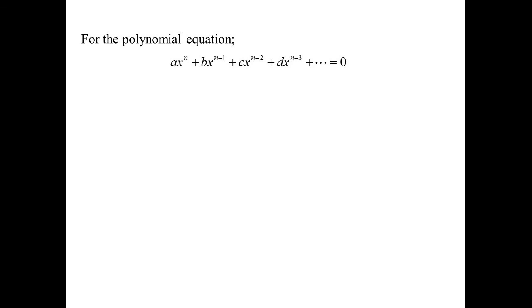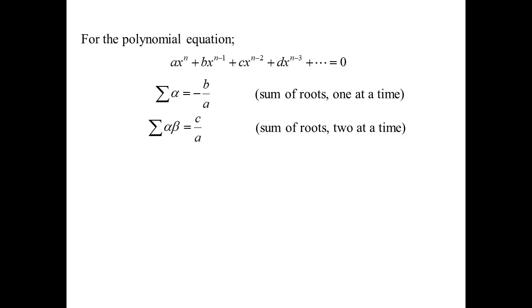If you've got any polynomial, assuming you make the leading coefficient a and work your way down, then the sum of the roots 1 at a time, the shorthand way of writing that when you've got several roots is just sigma alpha, is -b/a. 2 at a time will always be c/a. 3 at a time will always be -d/a.